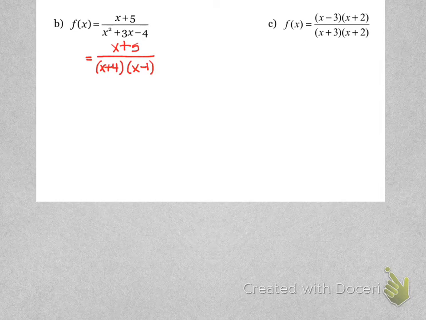So nothing crosses out. That's the first thing we look for. Nothing crosses out. So what that means is since we notice that x cannot equal negative 4 and positive 1, it's because they are both vertical asymptotes.